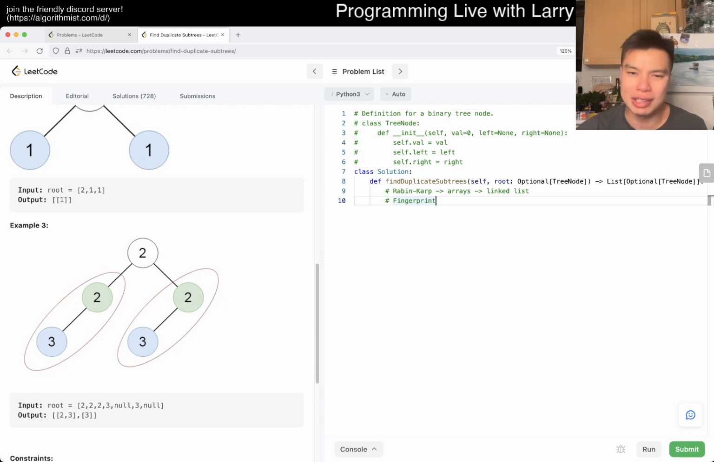So I'm going to try to do it with Rabin-Karp, even though it may not be... I hurt my shoulder a little bit. Anyway, sorry friends, but let's do some Rabin-Karp variation, and then we'll take a look.